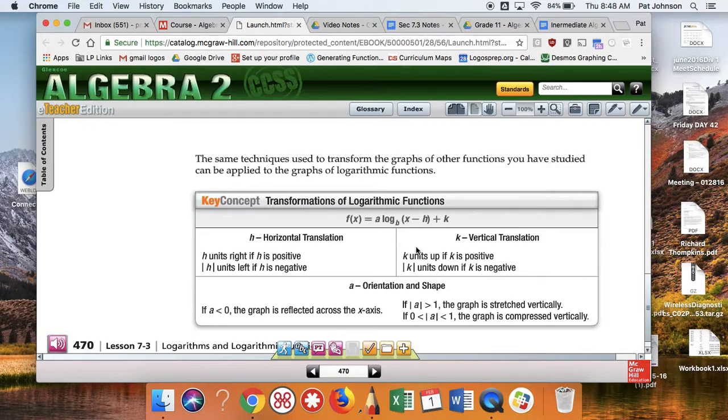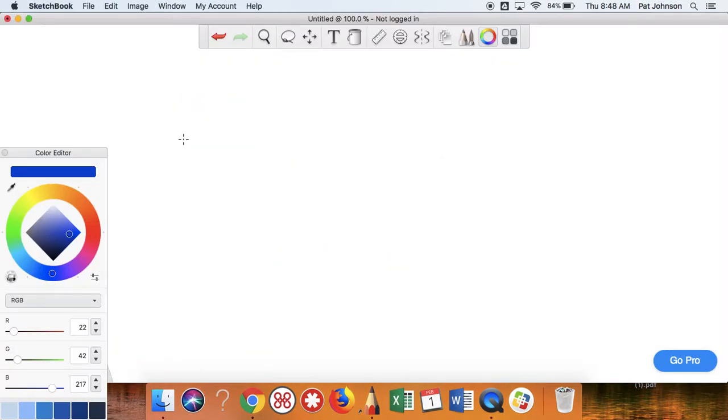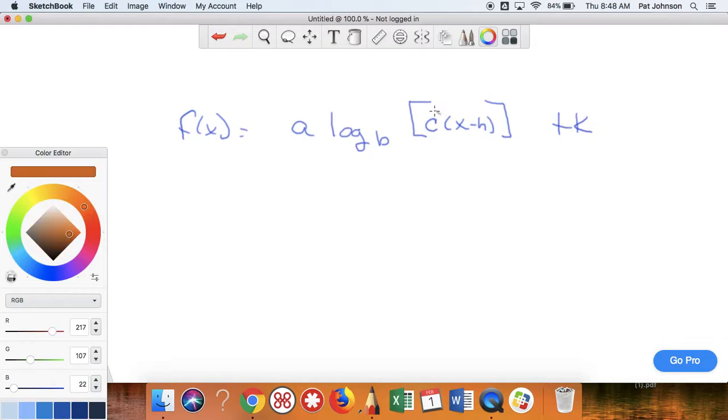So f of x equals a log base b of x minus h, plus k. Again, I'm going to add another value that you need to know. So f of x equals a log base b of c times (x minus h), plus k. So I'm adding basically c. And remember, c is equivalent to a, but horizontally.